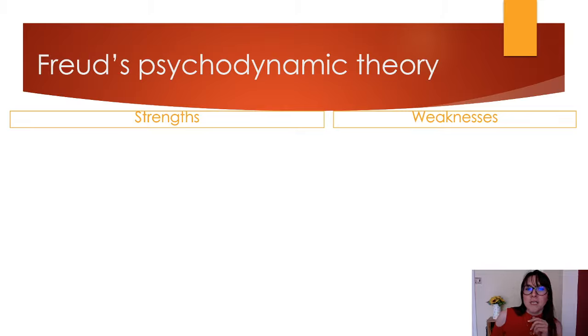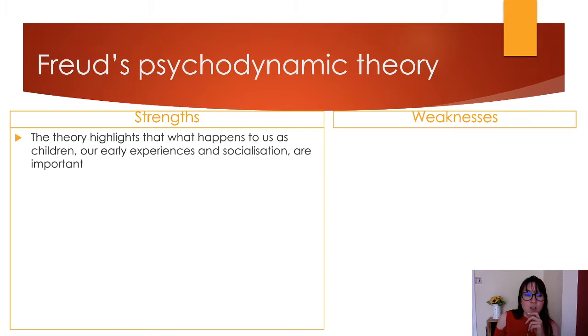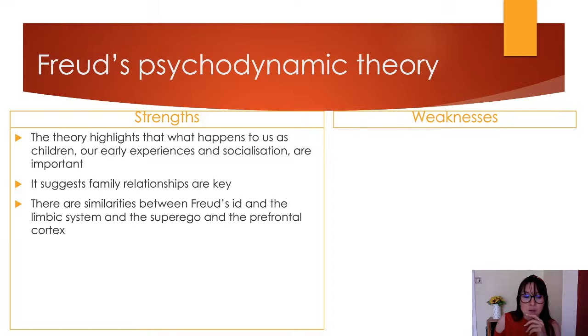So, Freud's psychodynamic theory. The strengths of Freud. The theory highlights that what happens to us as children, or early experiences and socialisation, are important, and we know this. We know what happens in childhood is very, very important to a person's development. It suggests family relationships are key. There are similarities between Freud's id and the limbic system, and the superego and the prefrontal cortex. So there are scientific biological understandings as well that back up Freud.